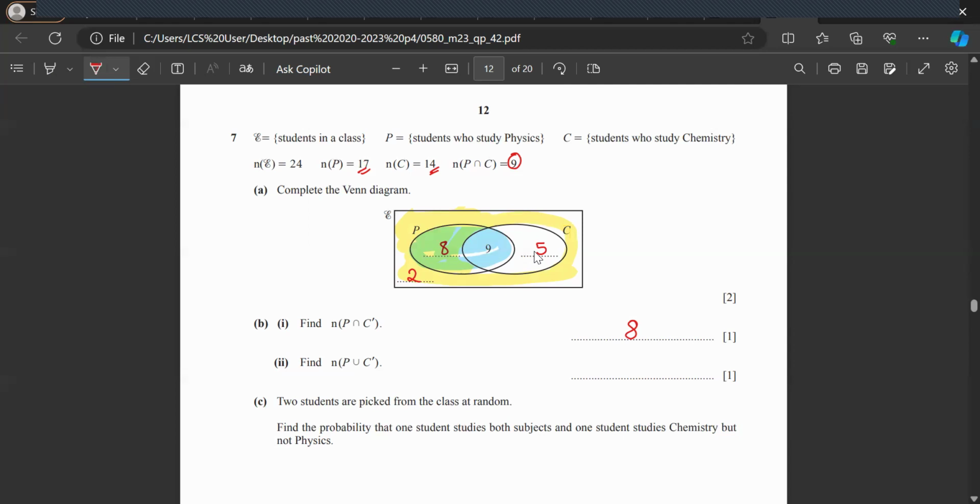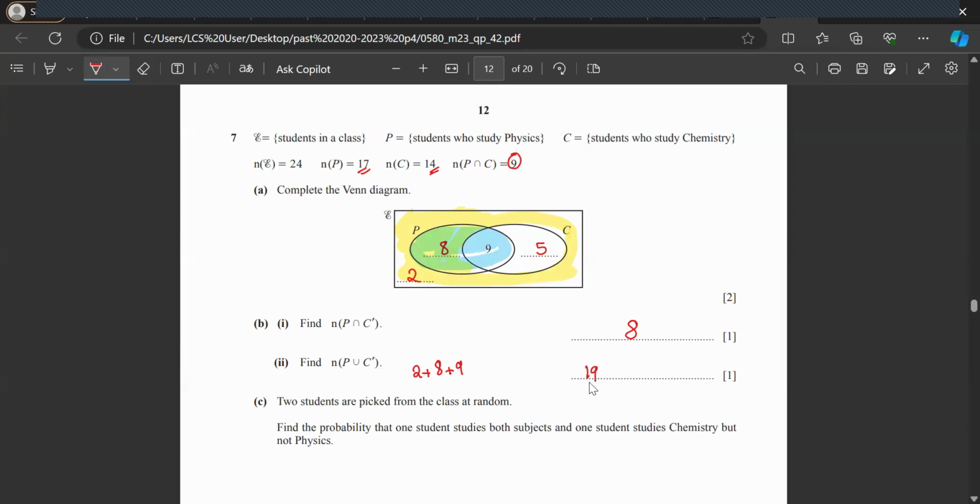So someone asks me why I got 9 and he said C dash means outside C because 9 appears in B. Because union says get all of it, write all what you have inside these 2. Okay, so it will be what? 2 plus 8 plus 9, which is 19.